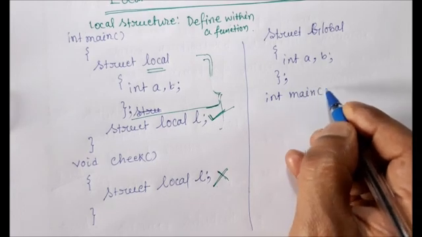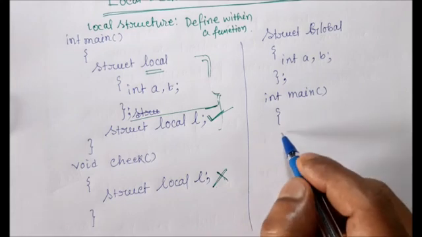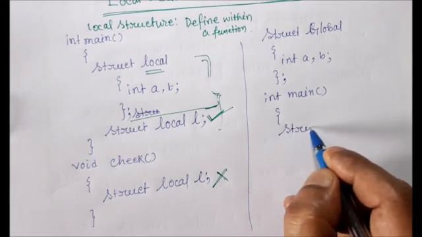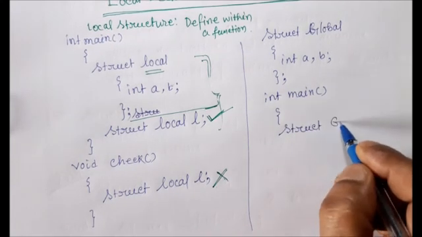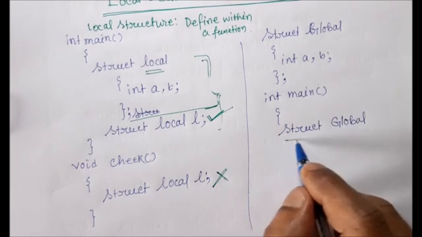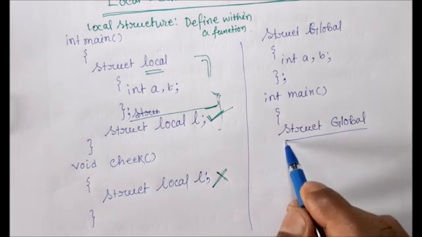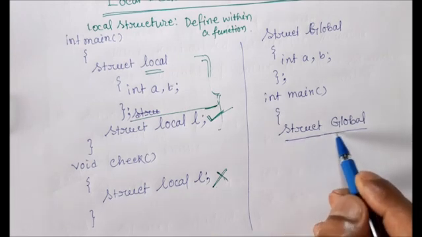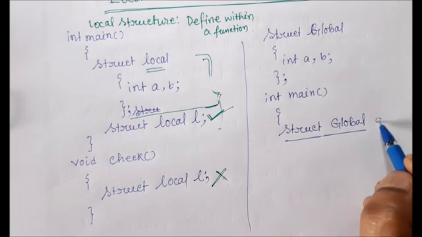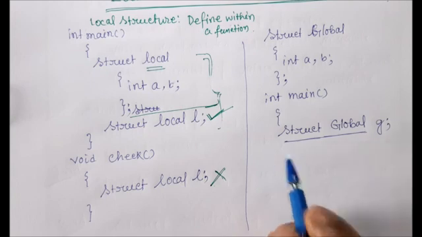Then int main. Within this main function, now I want to declare the structure variable, struct global. You know, this is the data type. In case of user defined data type, there are two words, struct, then global, then name of the variable. For example, name of the structure variable is J. So, it is accessible.